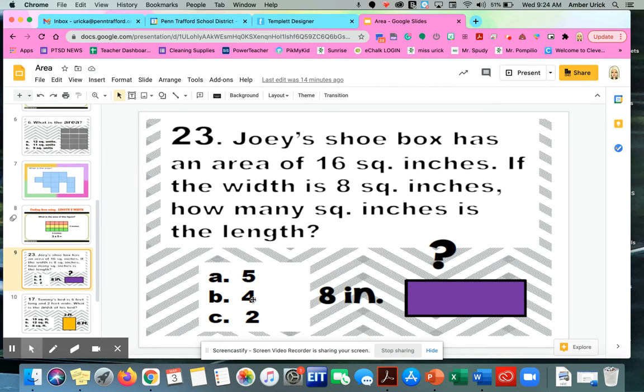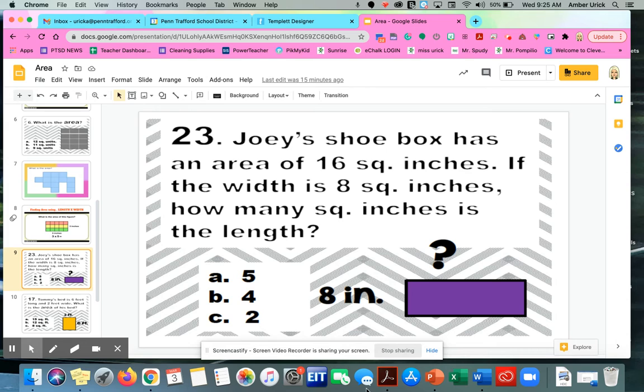So what is 8 times 4? 8, 16, 24, 32. 8 times 4 is 32. That doesn't give me 16, does it? B's out the window. I can't automatically choose C because what happens if they made a mistake? So 8 times 2, or 8 2 times, which is really 8 plus 8, right? What's 8 plus 8 or 8 times 2? Does that give me 16?